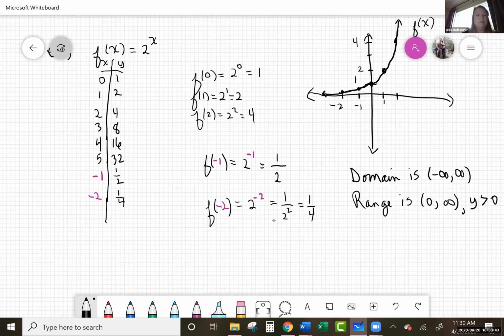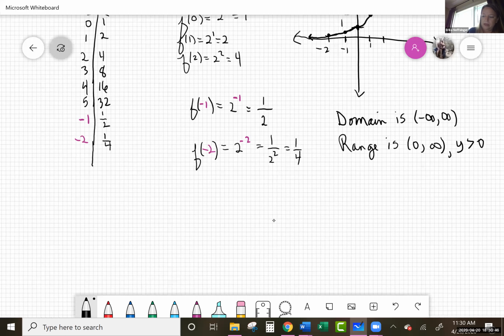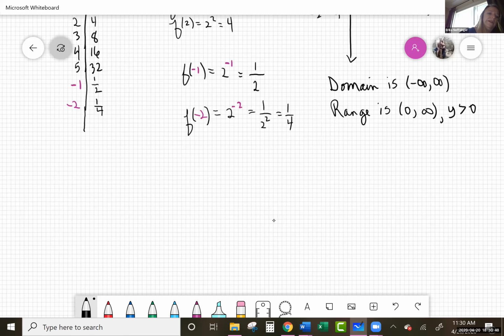So let's look at a number in between 0 and 1 and look at an example of that. Let's say g of x is equal to, so any number in between 0 and 1, and just to make life easier, I'm going to say my base is 1/2. So we have g of x equals 1/2 raised to the x power, and we want to graph this.